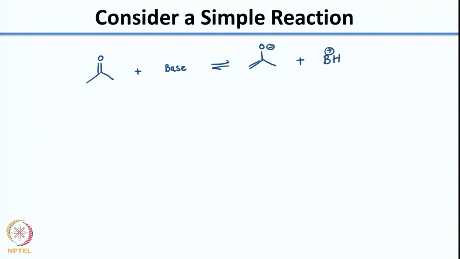Now, let us consider a specific example. So, let us consider the base as OH minus, and then, if the base is OH minus, what would be the conjugate acid? It will be water. Let us say another example, the base as OMe minus, methoxide. What will be the conjugate acid?